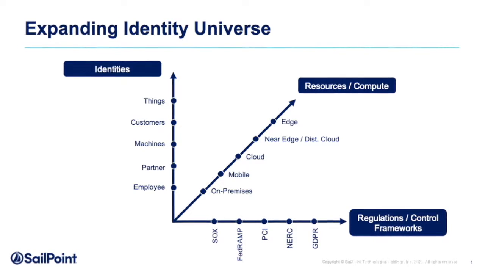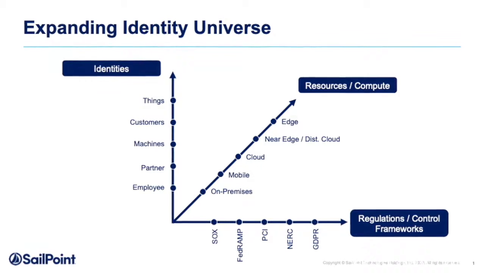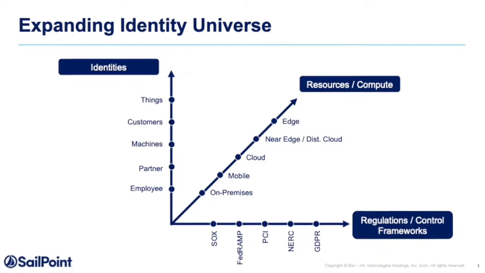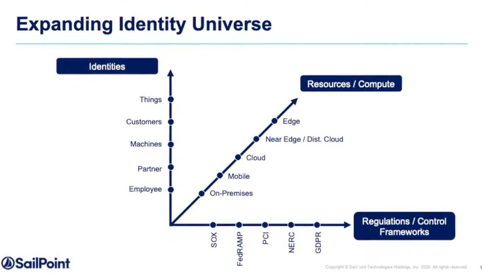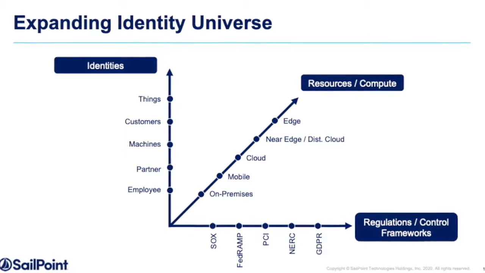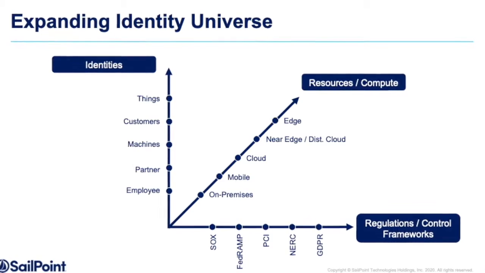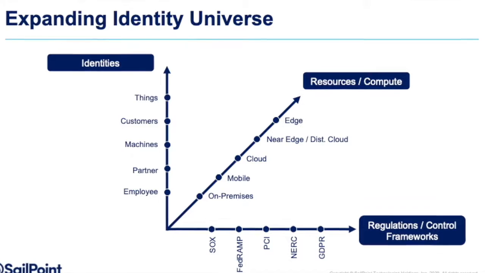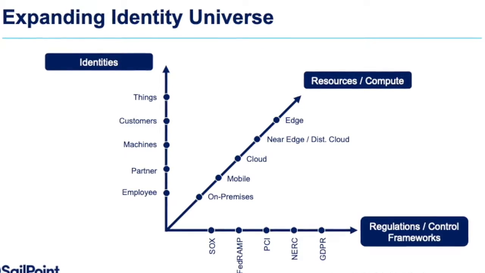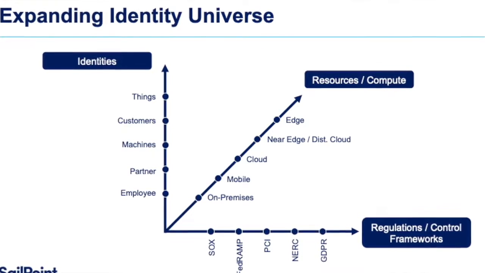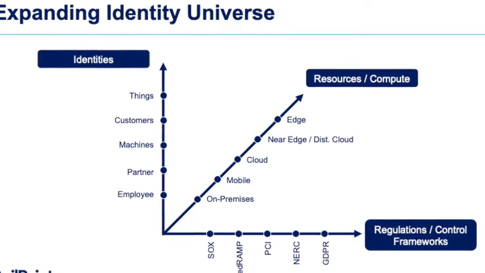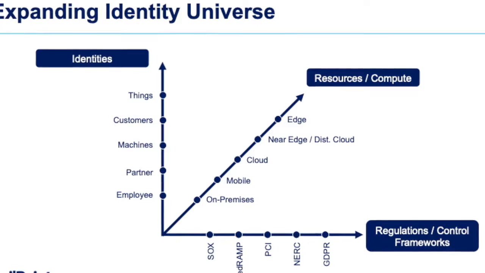Where once we just focused on managing employees and partner identities, now we are in a world where we're having to manage machines, consumers, and things. Also, our resources and compute power is increasing. So, where we used to manage things on premises, we now have moved to a world where we have mobile and cloud, and even edge computing is coming in.